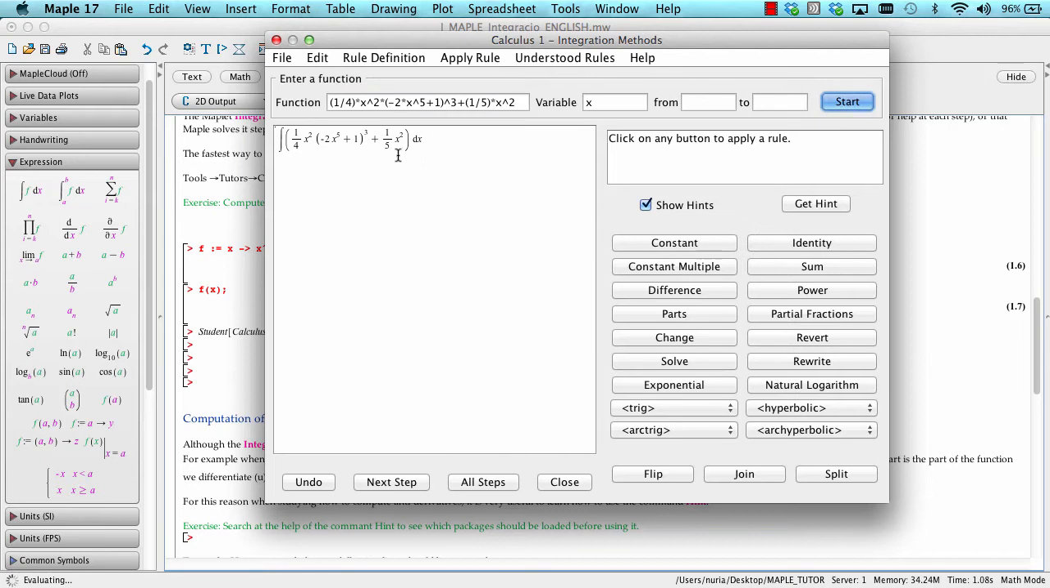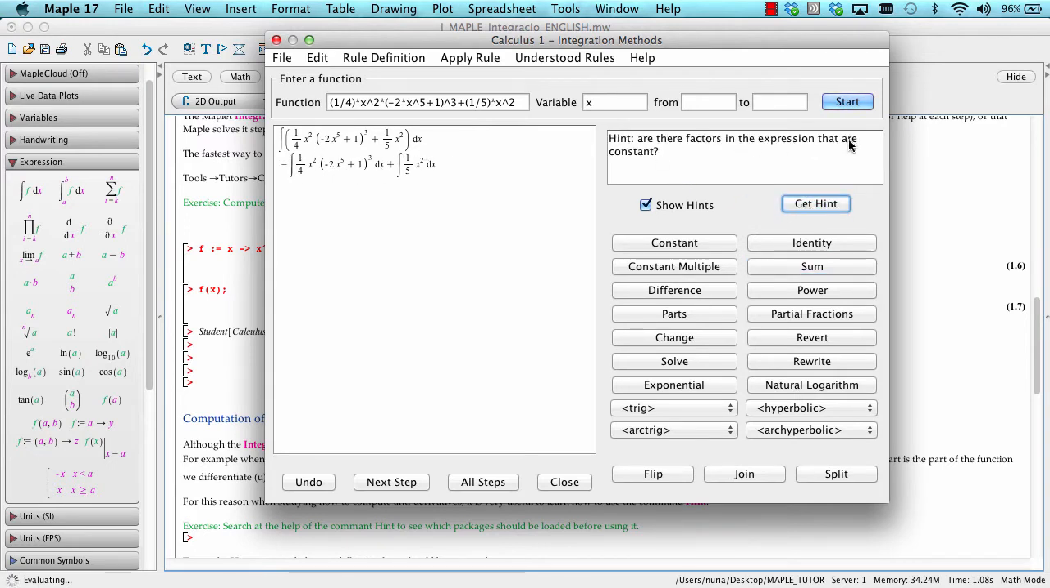So here we have to compute this integral, and we can ask Maple for a hint to get help. So it says notice the sum in the expression. So we have here a sum. We are going to divide the integral in two parts. We press sum. And now let's see what Maple says.